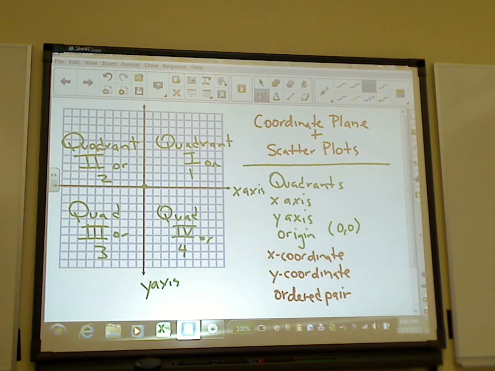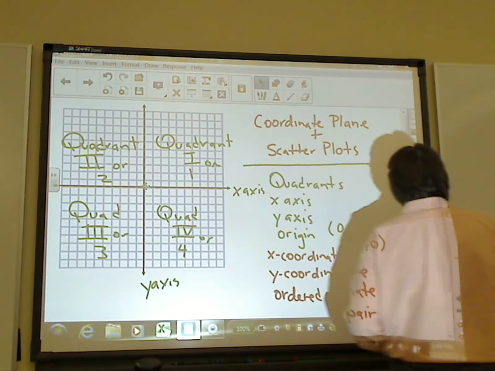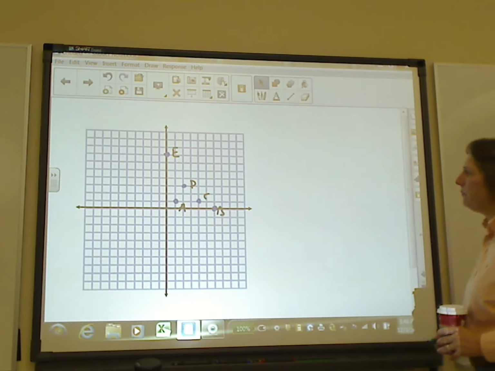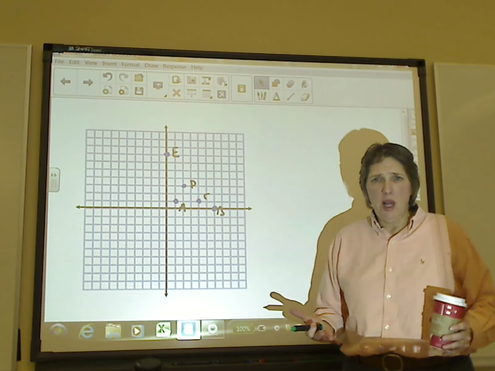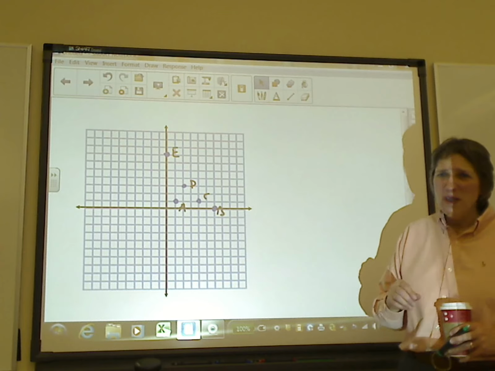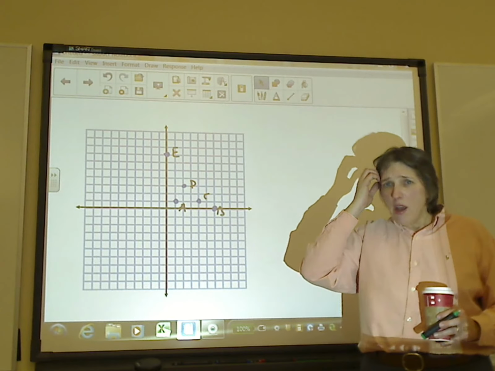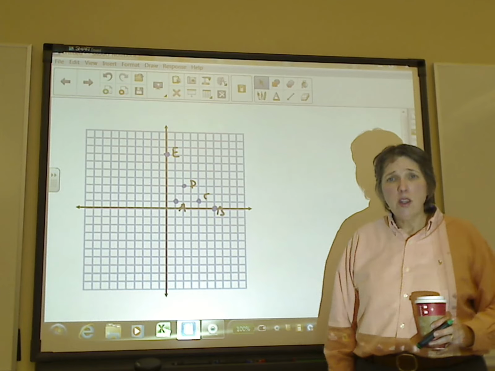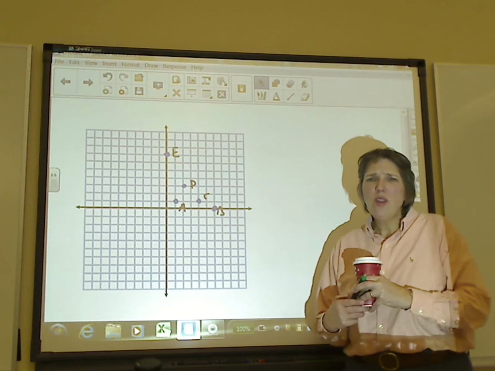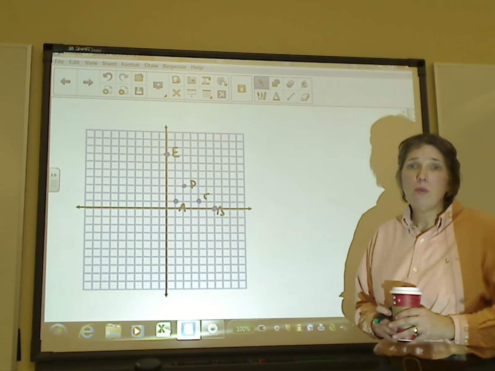If I plug a point, now we're going to go on to ordered pair and the x-coordinate and the y-coordinate by going to the next slide. This is called a scatter plot. Kind of talked about this a little bit today. The scatter plot is a bunch of points on the coordinate plane that you have to identify, and you do that by finding the ordered pair.